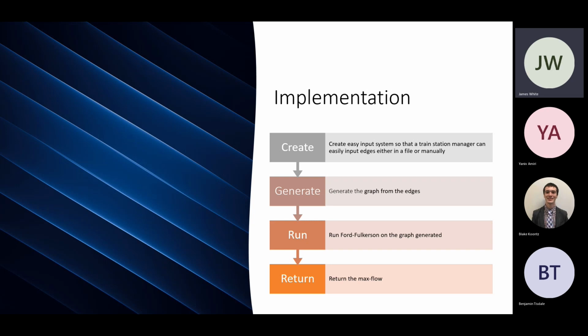And once this is done, we're able to see the max flow and determine how many passengers we can push through the train system at once for any particular graph. And I will pass it off now to Lucian to talk more about specific examples of these graphs.